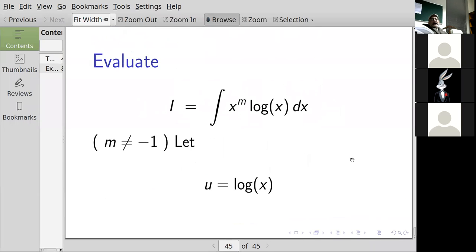Well, what if I had higher powers of x? So I had the integral of x to the m log of x dx. m can't be equal to -1. Well, you should try it with m equal to -1 and see what would happen. Again, let u equal log of x. And as an exercise, you should evaluate this.